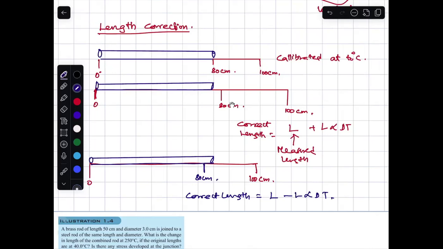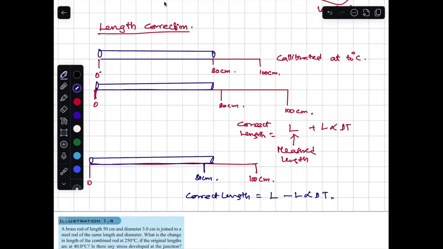In the starting, the entire scale at T naught, the length of one division is 1 centimeter. Now what is the length of 1 centimeter on the scale? It is no longer 1 centimeter. Alpha delta T. Right. The next part.